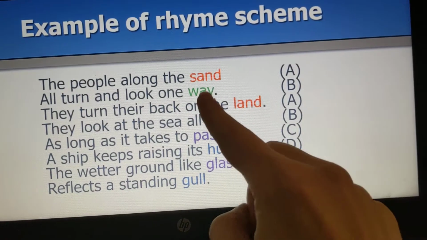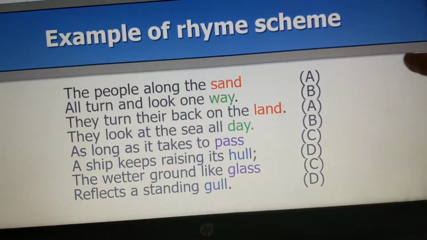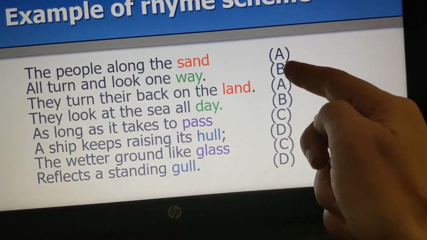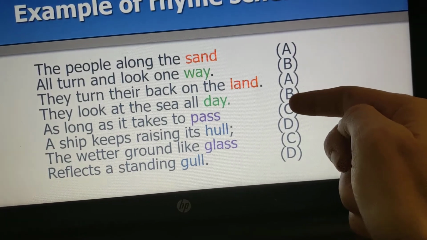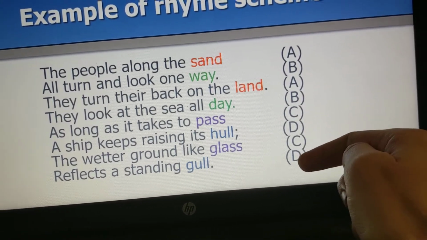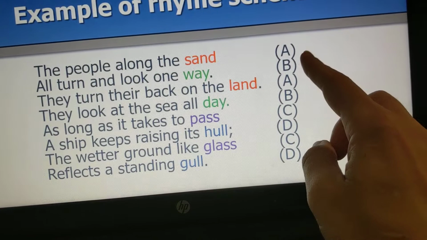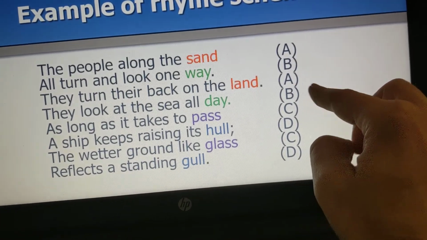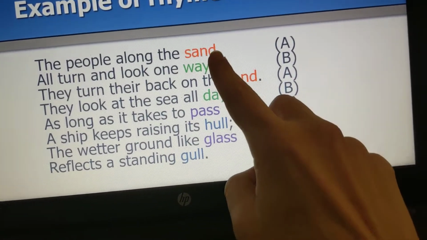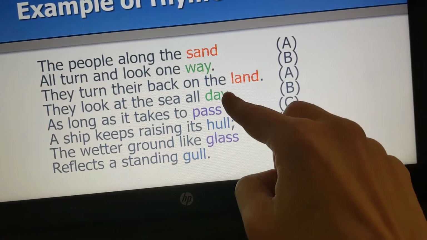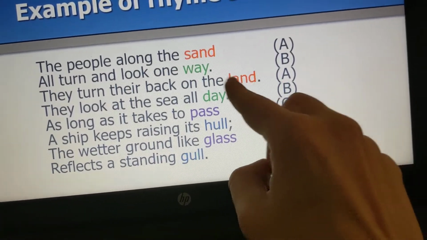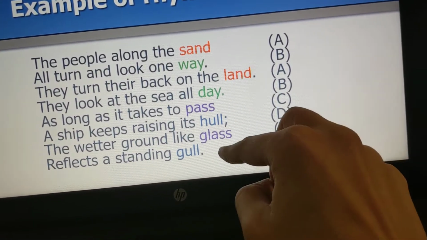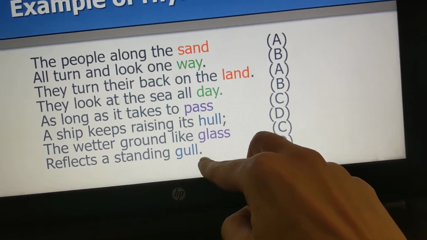So now that we've finished this poem, let's look at the rhyme scheme. We have A, B, C, D, C, D. Okay, so in this poem, it is safe to say that every other line rhymes. Sand, land, way, day, pass, glass, hull, gull.